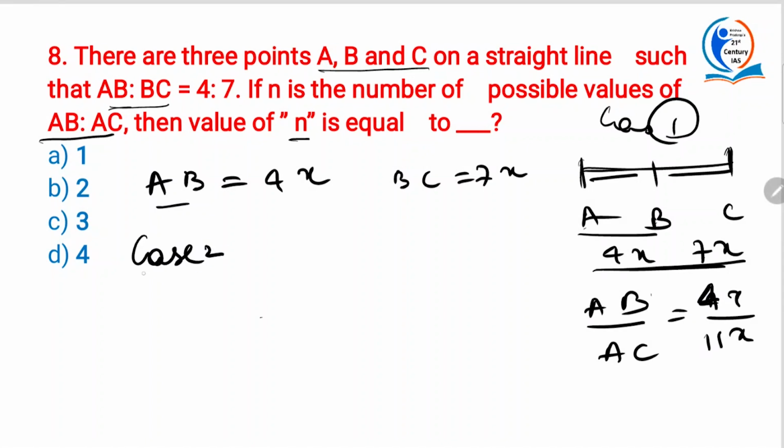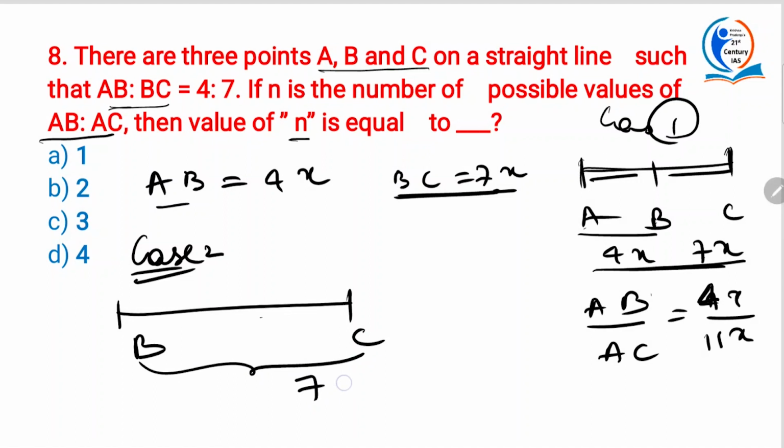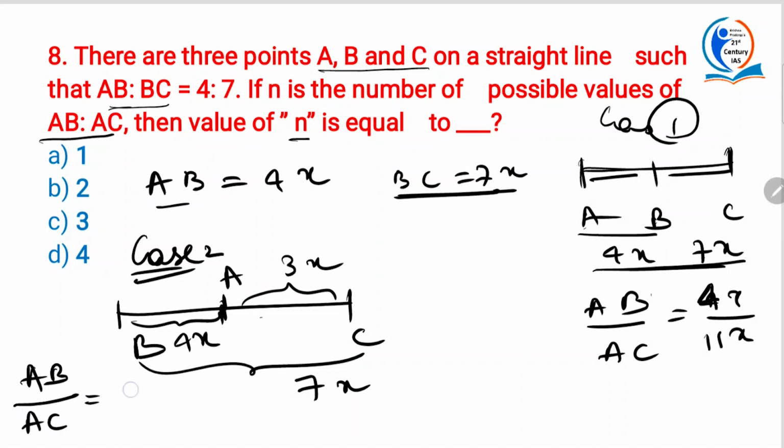Now, what is case 2? See, BC is longer, 7x, than AB, no? So BC is 7x. Now, let us take A as a point in between B and C. Now, what is the length of AB? It is 4x. What will be the length of AC? It will be 3x. This can also be possible, no? They are all in a straight line ABC. Now, AB is to AC is 4x by 3x. Alright, AB is to AC is 4:3 here.